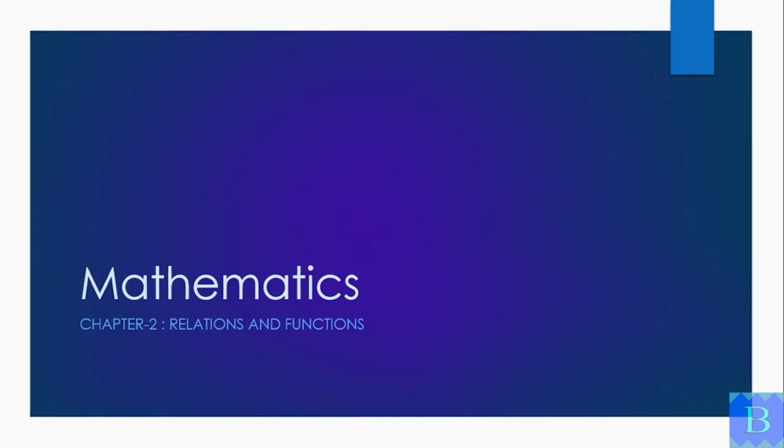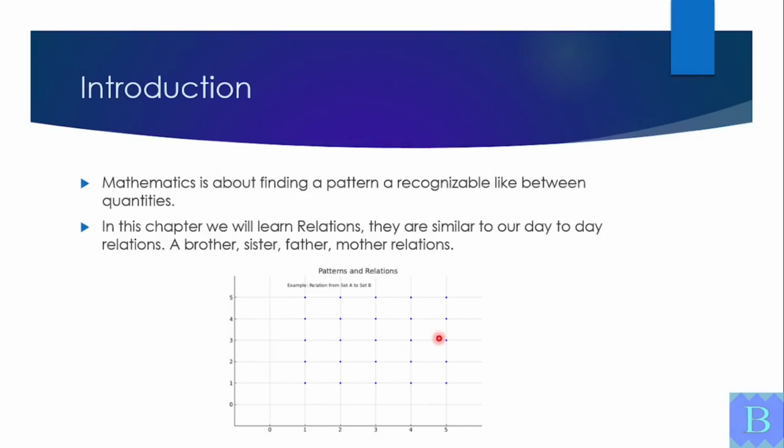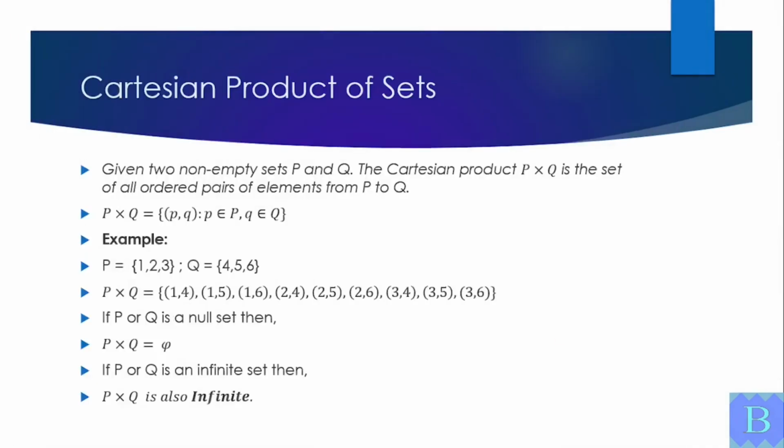Mathematics is about identifying patterns, consistent, recognizable links between quantities. In this chapter, we study relations, which are similar to relationships in our daily life. Just like we say someone is a brother, sister, father, or mother, in mathematics, we define how one element is related to another. Cartesian product of sets. Let's begin with the Cartesian product.